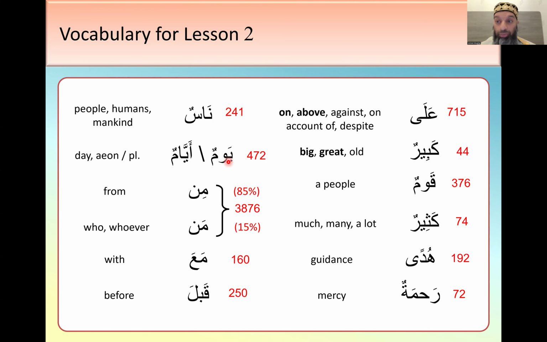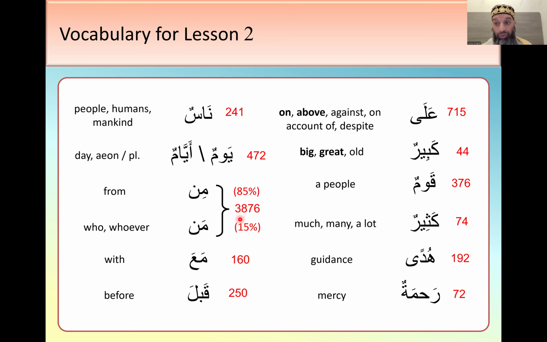Yawmun is a day, like Yawmul Qiyamah, day of judgment. Yawmul Jumu'ah, the day of Jumu'ah. And the one we all look forward to, Yawmul Eid, the day of Eid. Lots of presents, lots of chocolates, lots of surprises. Right, fantastic, right? So, ayyam is the plural. Ayyam. It can also mean a period of time, not necessarily just a day. Right? Next one. Look at this. Min and man.